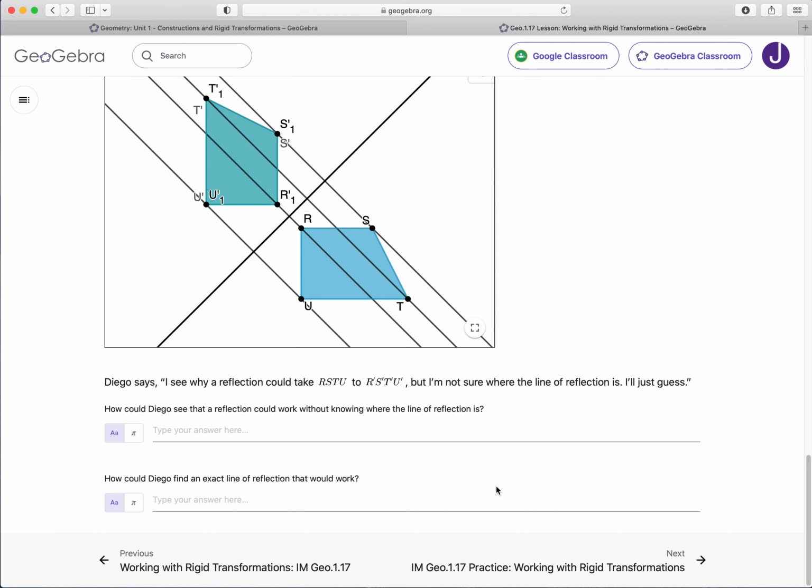All right. And we just talked about how we would find exactly where it was. You just find the perpendicular bisector between any of the two corresponding points. S's corresponding point would be S prime, T's corresponding point would be T prime, etc., right? You just find the perpendicular bisector, and that ends up being the line of reflection. All right, so that's the lesson part.